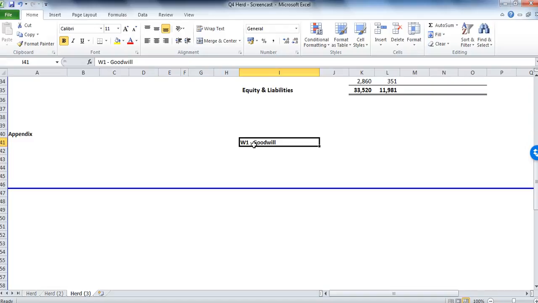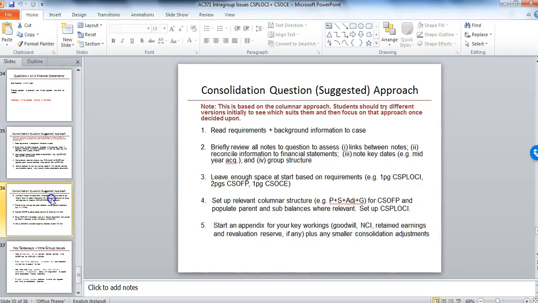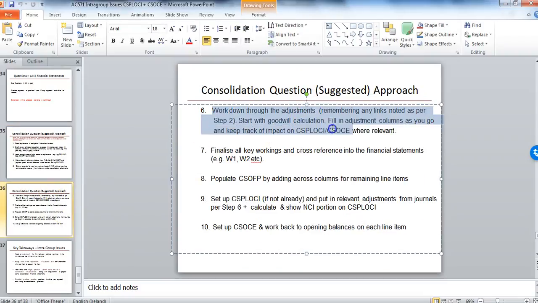But again, as long as you have a certain approach that you keep it neat and it's clear, that'll be fine. So once you have that laid out, the next step is to actually work down through the adjustments and again fill in all the key workings as you go along. So you'll work down through each of the little notes, which is typically linked to an adjustment, and then you'll do the broader workings as they come. So as you do the goodwill, you'll fill in those adjustments into the goodwill working, into the relevant financial statements as you work through them as well, to avoid having to go back over them at the end.